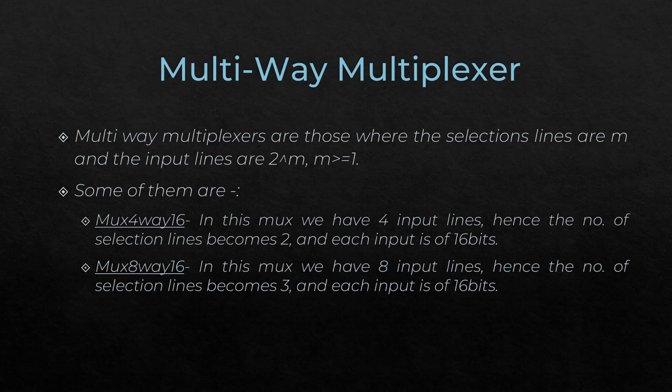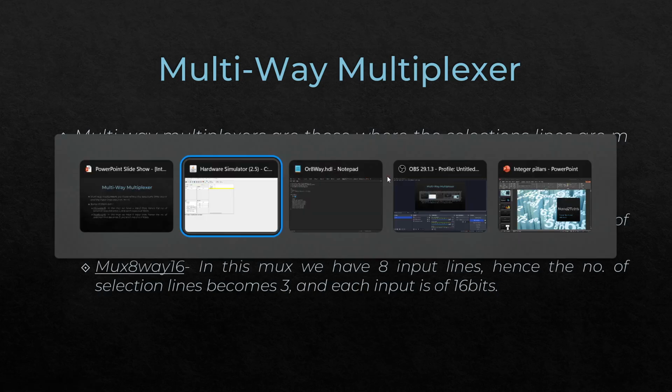Multi-way multiplexers are those where the selection lines are m and the inputs are 2 raised to the power m, where m is greater than or equal to 0. So it can be implemented in many ways. Some of the ways are given here, that is, which will be implementing our Mux4Way16. In this mux we have 4 input lines, hence the number of selection lines becomes 2, and each input is of 16 bits. Okay, so let's see the code for this.